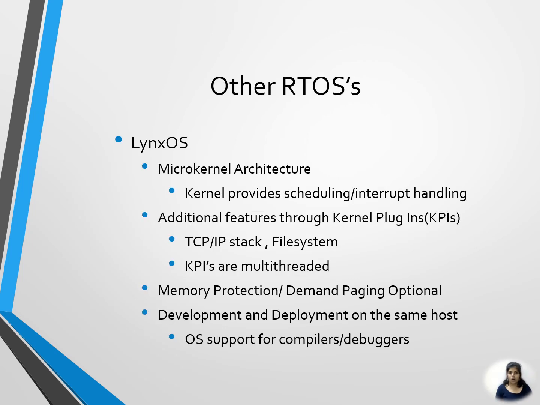Other RTOSs include the Linux operating system. It has a microkernel architecture, where the kernel provides scheduling and interrupt handling. Additional features come through kernel plug-ins. The kernel provides interrupt, TCP/IP stack, file system, and multi-threading. Memory protection and demand paging are optional. Development and deployment happen on the same host, with operating system support for compilers and debuggers.